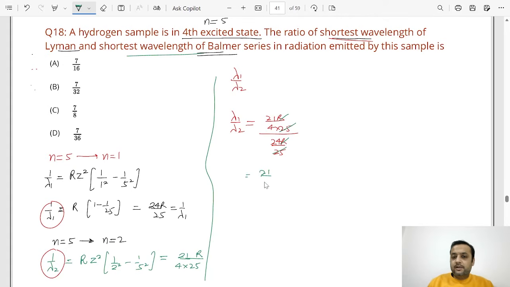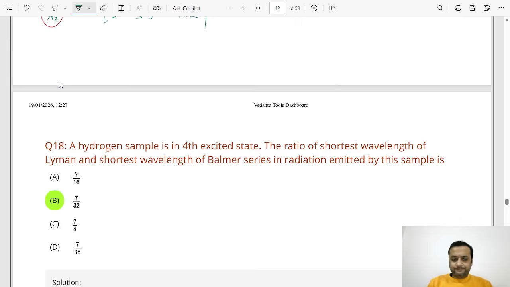Okay, so what are we getting? 21 upon 4 into 24, 3 into 7, 3 into 8. So 7 by 32 will be the correct answer for this question. I hope you have understood this. Let's move to the next one.